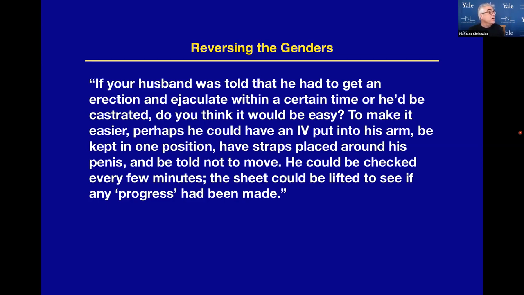To make it easier, perhaps he could have an IV put into his arm, be kept in one position, have straps placed around his penis, and be told not to move. He could be checked every few minutes. The sheet could be lifted up to see if any progress had been made in what he was told to do. And as Martin at page 58 notes, this strikes us as ridiculous. Yet as she documents, women in labor are often put in structurally analogous circumstances.